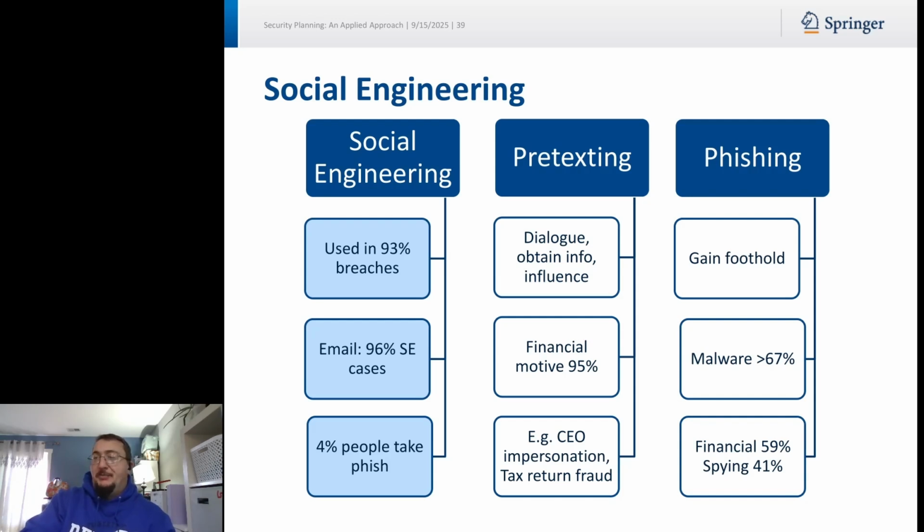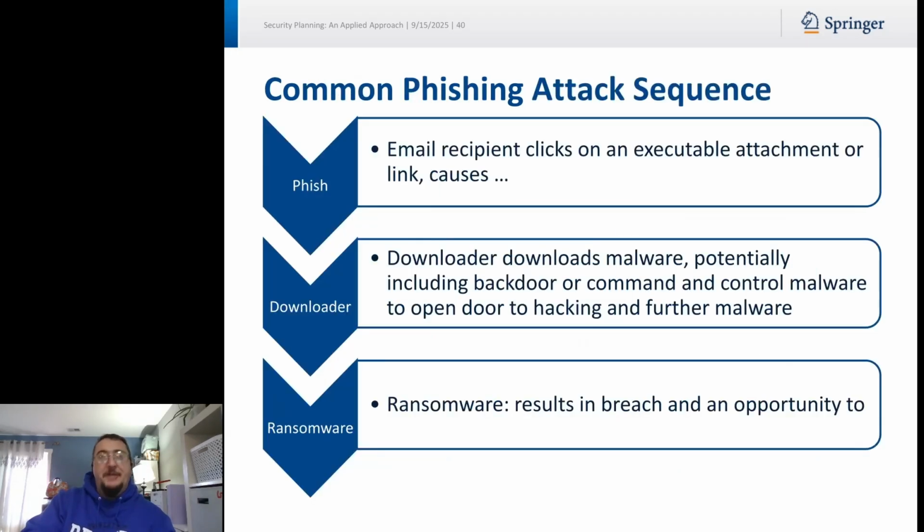Pretexting is basically pretending to be somebody you're not. Phishing, we talked about that briefly last chapter. It's how people can get in and set up malware or use spyware or financial monitoring. Here's your phishing attack sequence. An email then gets clicked, installs some malware or ransomware.